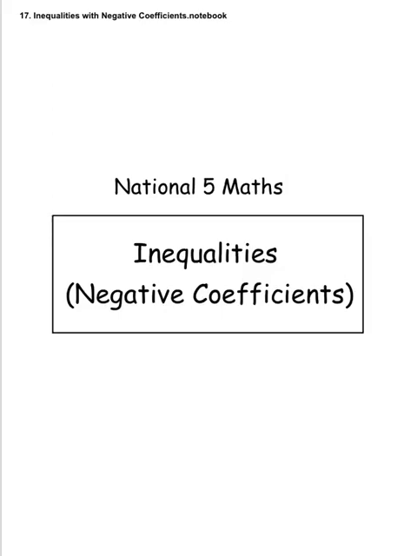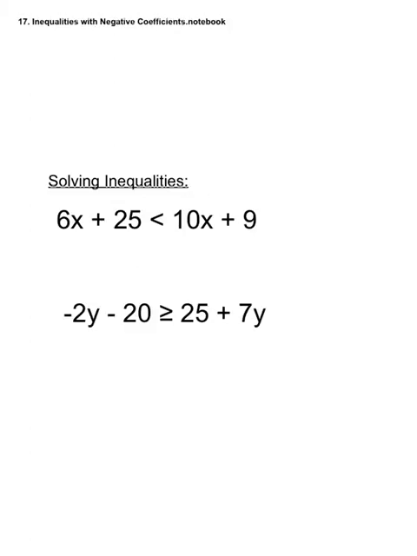Today we're going to look at inequalities with negative coefficients. Okay, so basically a negative coefficient is when you've got a negative number of a variable. And what happens when we try and solve an inequality with a negative number of your variable?